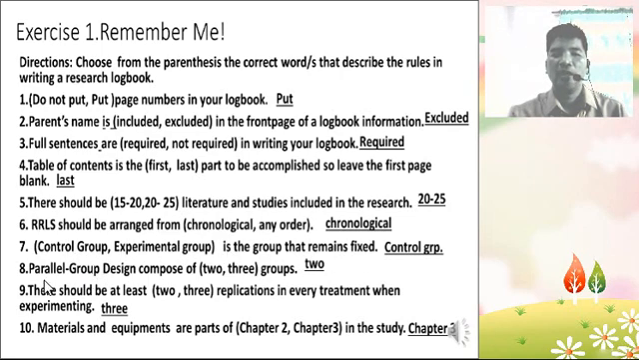For number 8, parallel group design is composed of 2 groups only. Then for number 9, there should be at least 3 replications in every treatment when experimenting. Then for the last one, materials and equipments are parts of Chapter 3 in this study. Okay, who among you got all the correct answers? Very good.